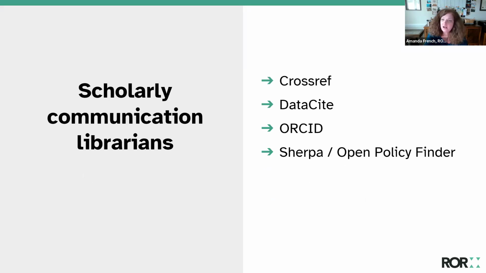So similarly, if you're a ScholComm librarian, you should know that ROR is the preferred organization identifier for some very key core infrastructure services, including Crossref, DataCite, ORCID, and Sherpa Services, which we used to call Sherpa Romeo, which just in the past week, I think, has rebranded to JISC Open Policy Finder.